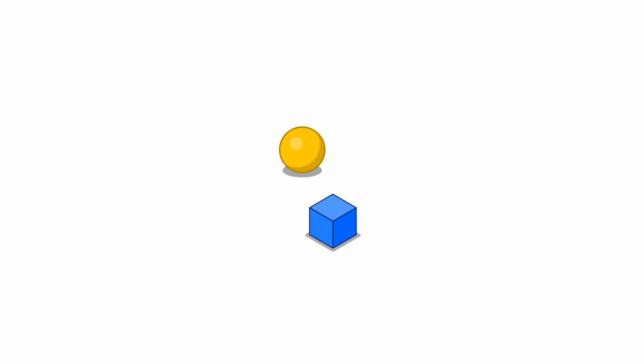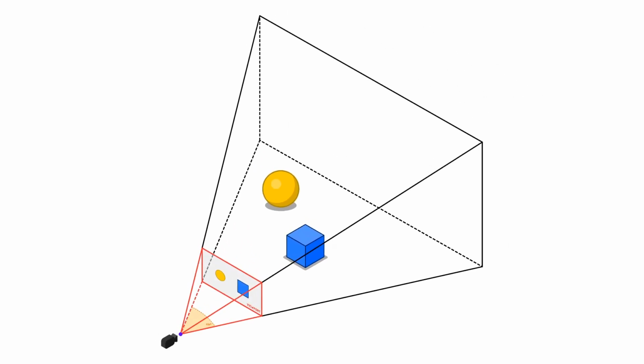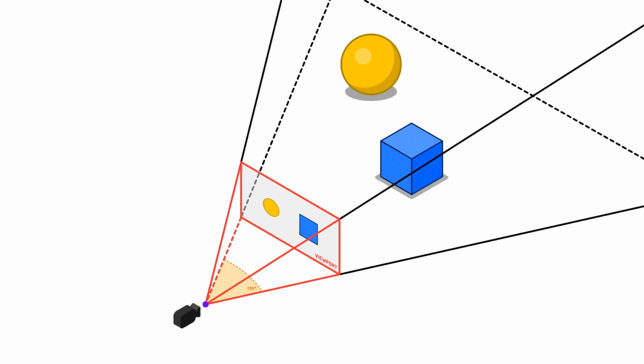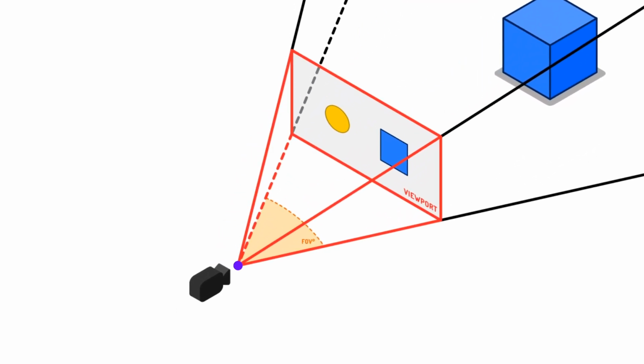love. Let's imagine a simple 3D scene with some objects in it. Here we have a sphere and a cube. Next, we will represent the view frustum of our camera, which looks something like this. Now let's take a closer look at the camera. We can see its origin represented by the purple dot and the viewport over there with the two objects displayed on it. This is what will be seen on screen.